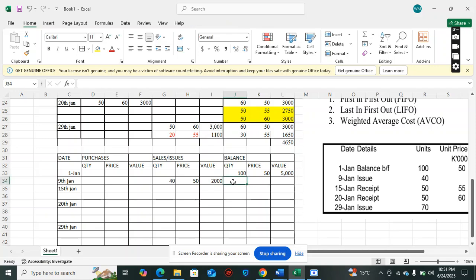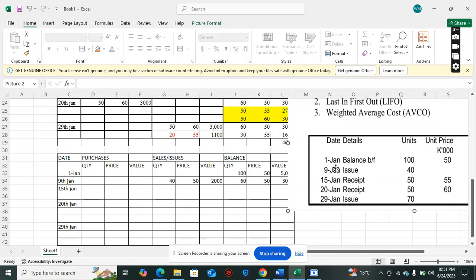So our balance, we had 100 units, we issued 40. So we remain with 60 units valued at 50 kwacha, 3000. Next, 15th January, we purchased some goods, all right? Receipts. 50 goods valued at 55 kwacha. Total value here.